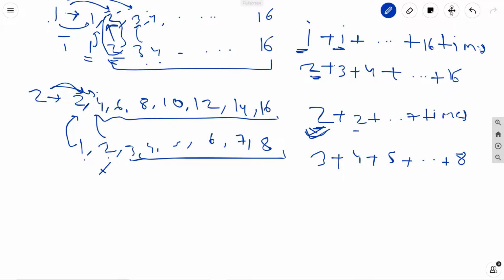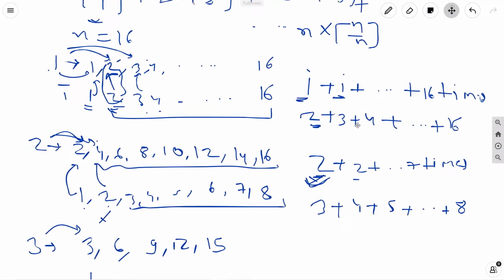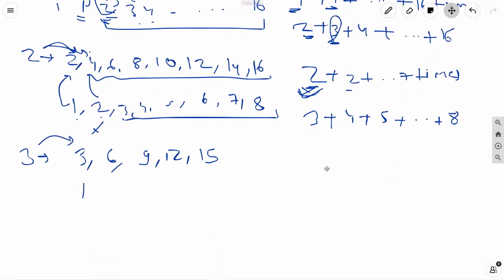Okay, now let's see for 3 also, so this becomes more clear. So for 3, if you see, we have 3 6 9 12 and 15. So these are the numbers for which 3 is a divisor. Now 3 as a divisor of 3, this we already handled when we were doing for 1. So we said 3 is a divisor of 3, so we added it here. So this we are not going to repeat again.